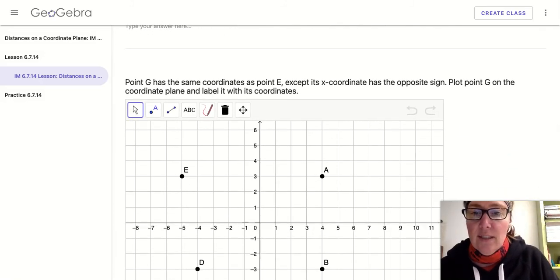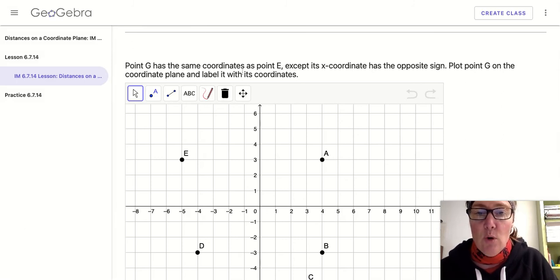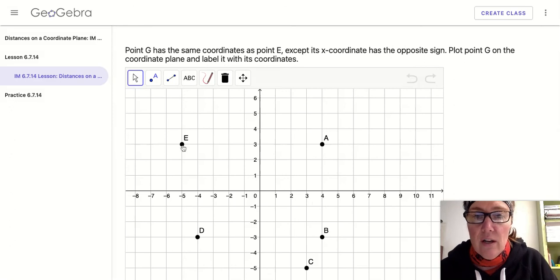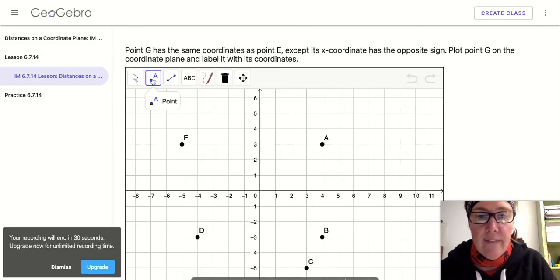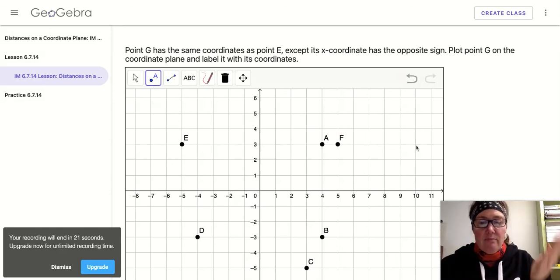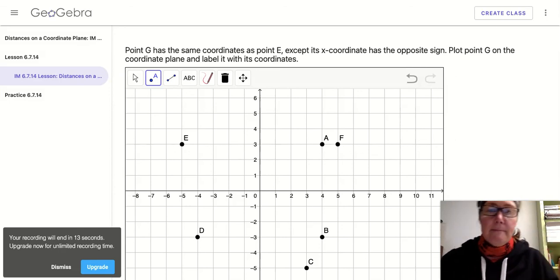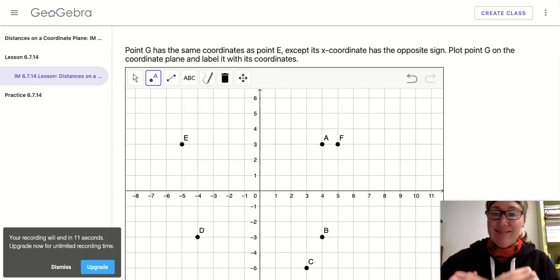Ooh, that's fun. All right, G has the same coordinates as point E, except its x coordinate is the opposite sign. Oh, fun. G, where's G? Oh, I haven't found it. It's E. Okay, so E, and then we need the opposite x. Its x is negative 5, so we would go over here to positive 5. Okay, and we would have a positive 5, positive 3. How far between those? 10 again, because now they're on a horizontal line, so they share a y coordinate, and to find their distance. Awesome.